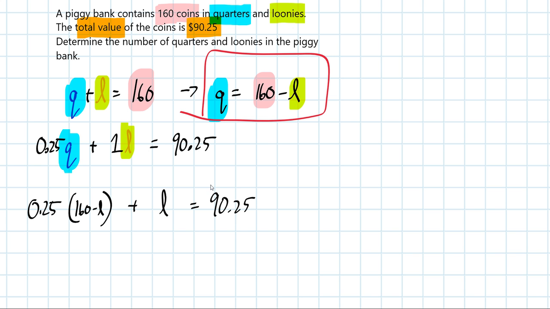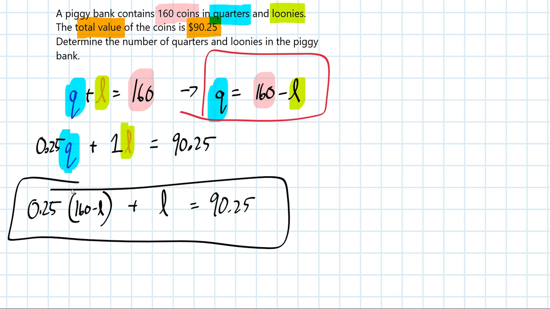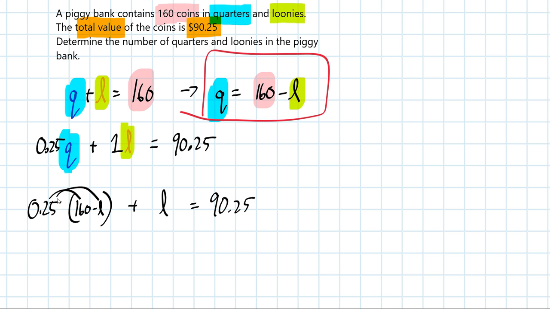Now that I'm on this stage here, I'm going to have to distribute because I have 0.25 being multiplied by two terms in a bracket. So I'll take 0.25 multiplied by 160. 0.25 times 160 is 40. So I just did this times this. And 0.25 times negative L is negative 0.25L.